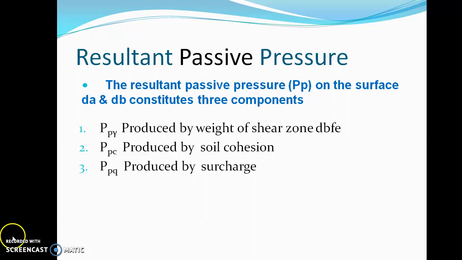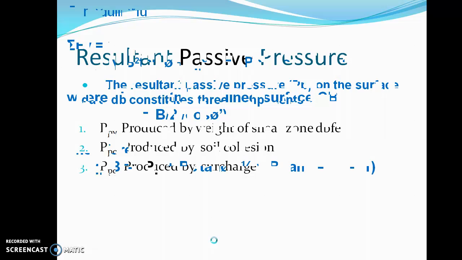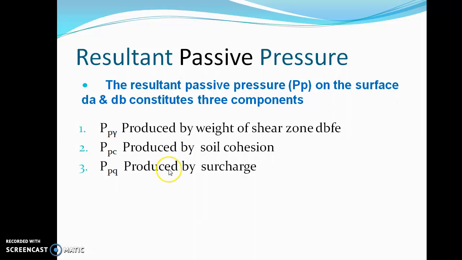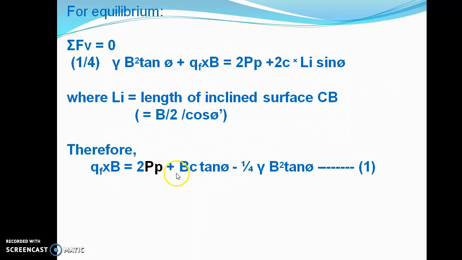Yes, so continuing with the passive pressure, continuing with the last lecture on Terzaghi's analysis. Now, the passive pressure that we have considered in the previous slide, this passive pressure will basically comprise three components. One will be in terms of gamma, second will be in terms of cohesion, third will be in terms of surcharge. Okay, so now again have a look at this equation.